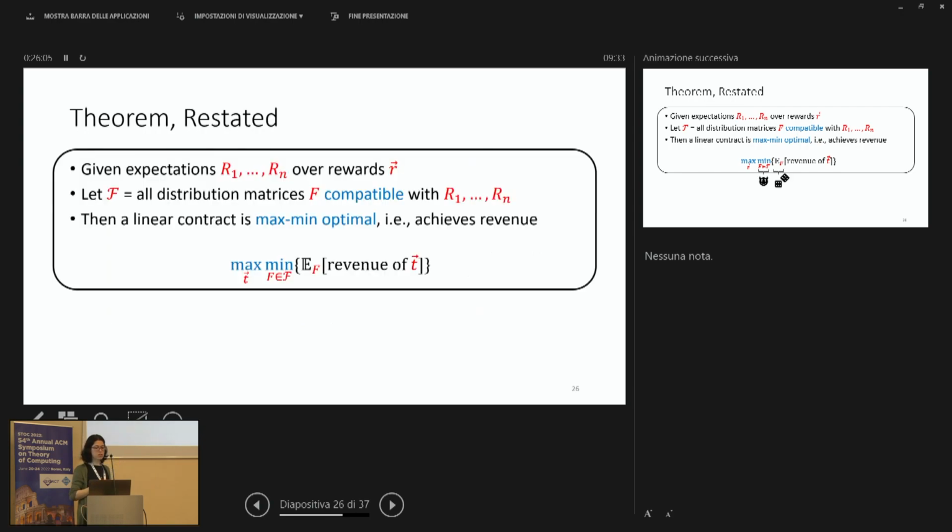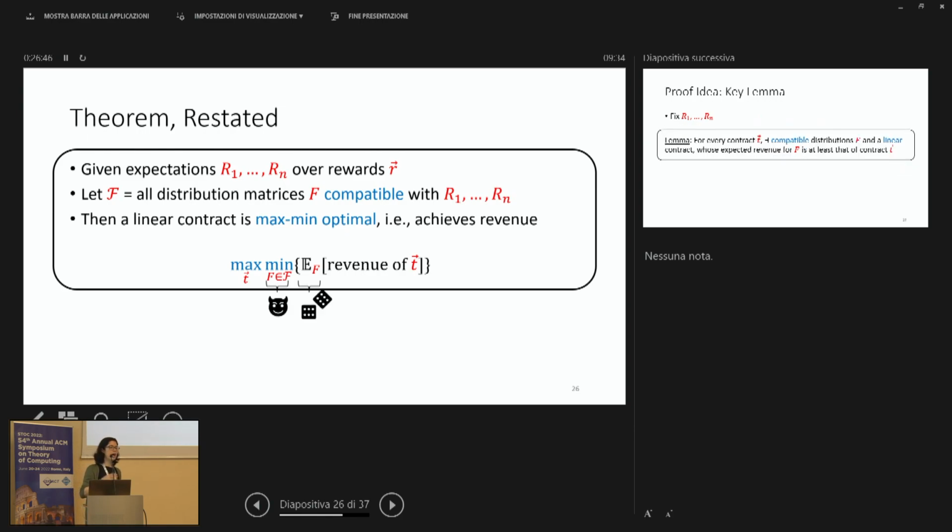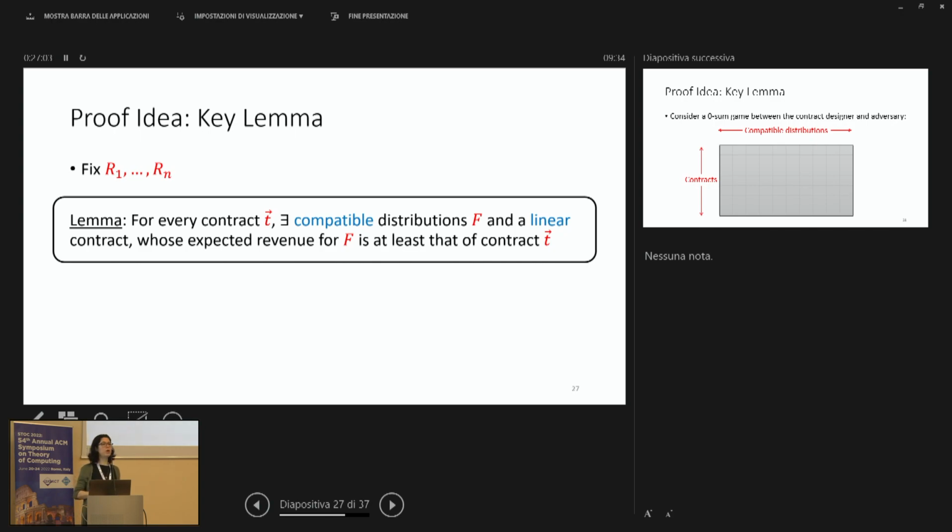Okay, so now I can state the theorem more formally. We're given the expectations, okay? And let's take calligraphic F to be all the distribution matrices which are compatible with the given expectations. And then a linear contract is maximin optimal, meaning that the expected revenue that it gets is the maximum over all contracts of the expected revenue, where the expectation is taken over the distribution matrix which is worst case over all the possible compatible matrices. Okay, so you can see here, as I said, this is kind of like semi-random. You have the part that's in expectation, that's using randomness, that's using a distribution, but the distribution is chosen worst case.